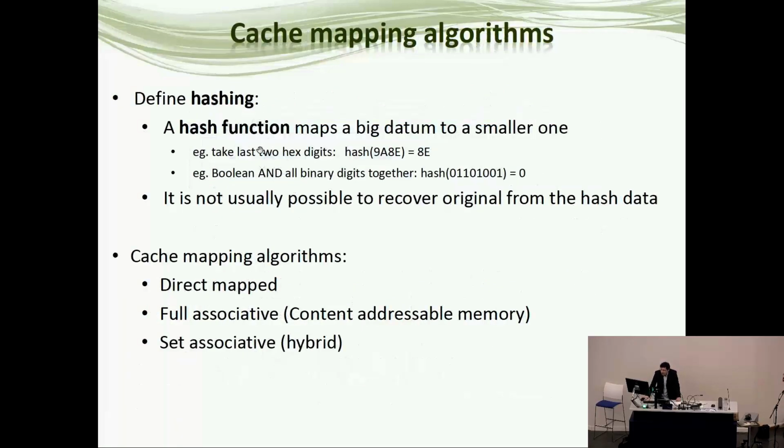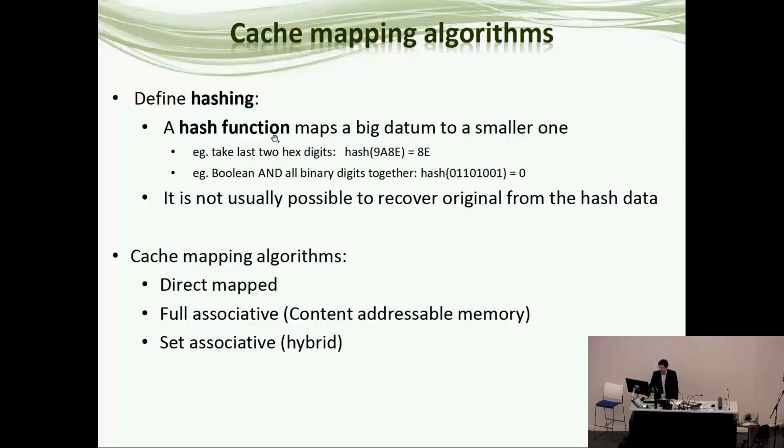A hash function is a function which maps a big datum to a smaller one. Okay? So I can define any function. For example, here I'm taking a 2-byte, 4-nibble hex code, and I'm mapping it onto a 2-nibble hex code. That's reducing the amount of information.